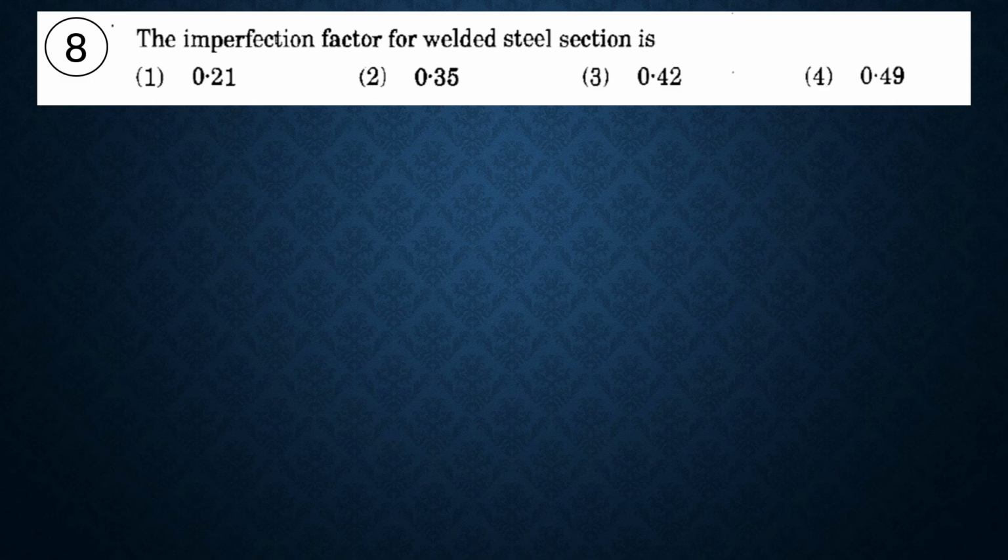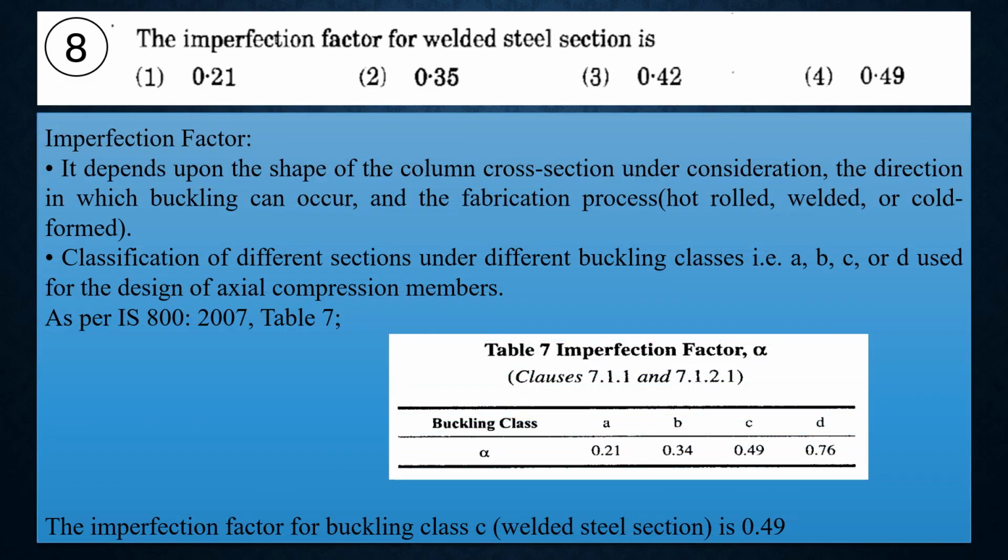Then question number 8: the imperfection factor for a welded steel section is. For this imperfection factor, there is a table in IS 800:2007, and from that table we take the value of the imperfection factor for the welded steel connection, and that value is 0.49. This is Table 7 from IS 800:2007, and this value of C is used for the welded steel connection.